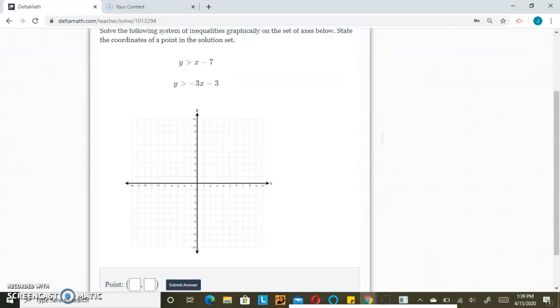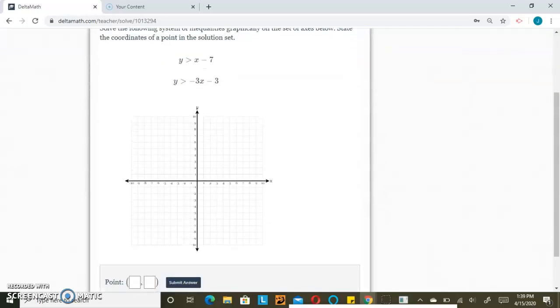So they're both in slope-intercept form. My first line has a y-intercept of -7, so I go down to -7. But my point, I have a slope of +1. My slope is not x. It's the one that's sneakily sitting in front that we don't need to write all the time. So from this point, I'm going to go up 1 to the right 1 and put a dot.